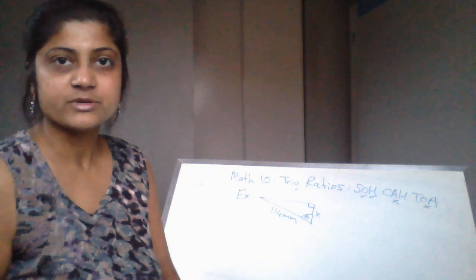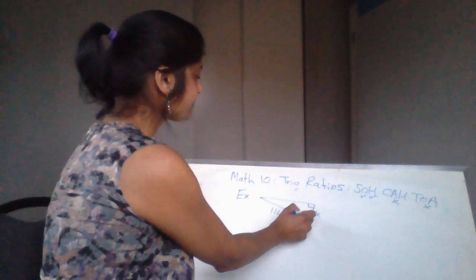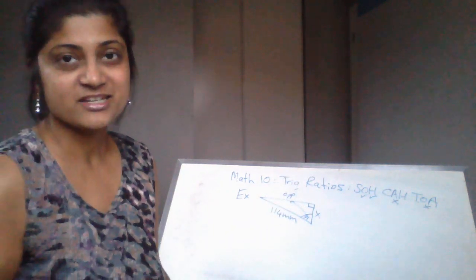So again, one of the angles for the triangle has to be given, or I won't be able to solve, okay? So here, right across from the angle is going to be the opposite side. Right beside the angle, this is the adjacent side.